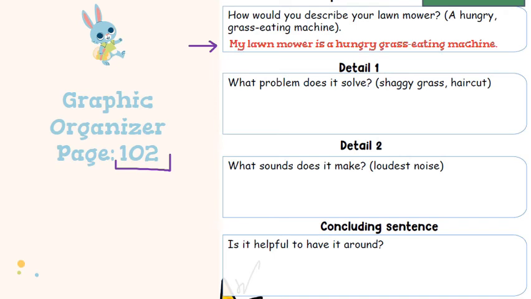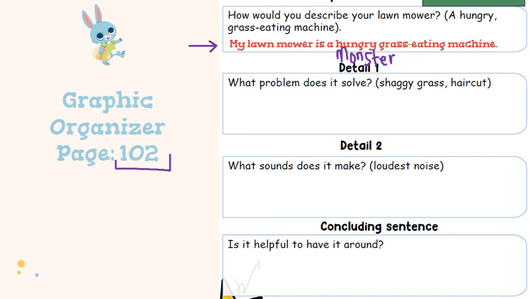I can say my lawnmower is a hungry grass-eating machine. Maybe you can say my lawnmower is a monster, for example. Okay, so you can add other words. You can say, for example, is a monster, not a hungry eating machine. You can say, for example, my lawnmower is as strong as an ox. Okay, so you can use your own describing words to describe the lawnmower.